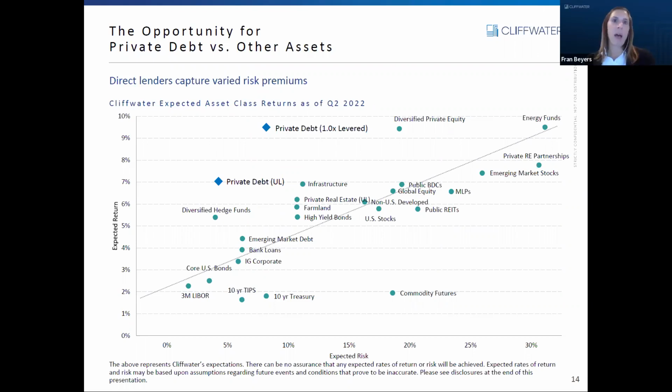Investors can certainly buy publicly traded BDCs. You may have seen some of those on the stock exchanges, and those certainly are liquid, but they come with a much bigger expected risk because they're equity. They can trade down very volatilely.